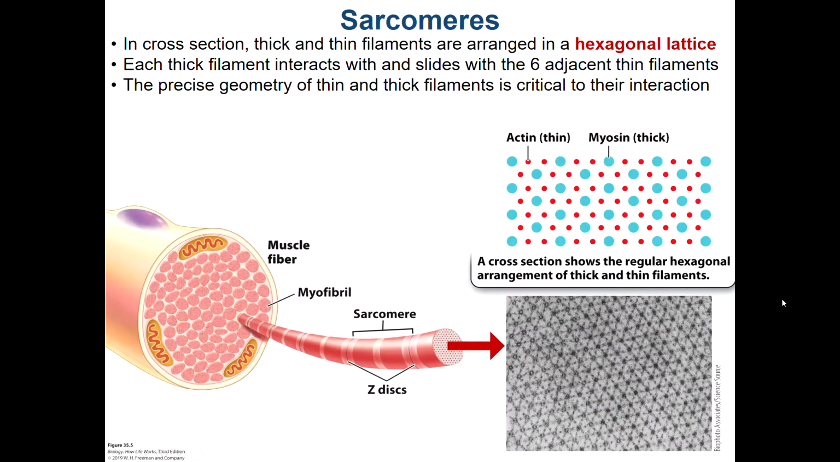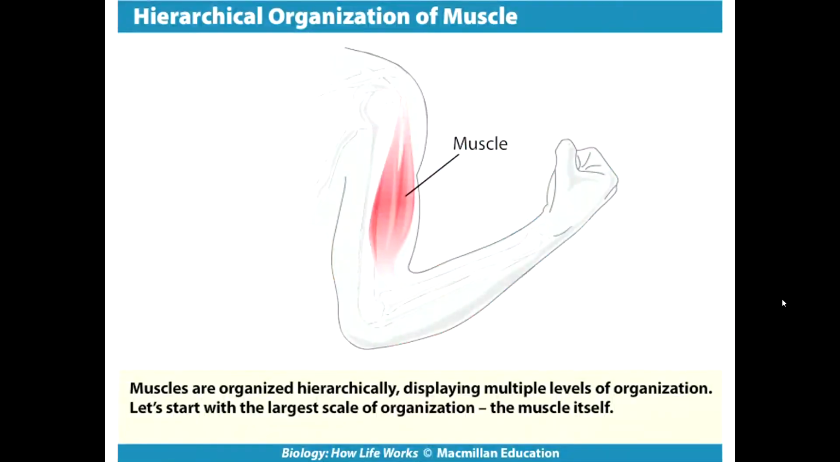Each thick filament interacts with and slides with the 6 adjacent thin filaments. The precise geometry of the thin and thick filaments is critical to their interaction, and it's what allows our muscles to contract. So now we're going to watch a video just as a recap of how our muscles are organized.